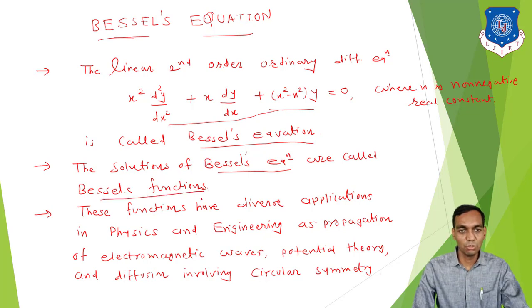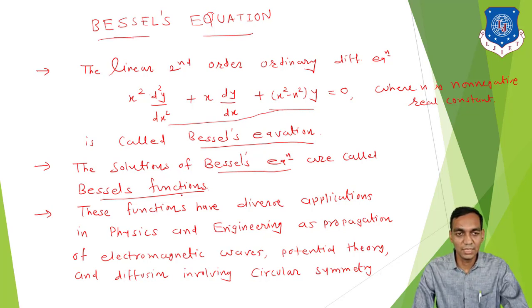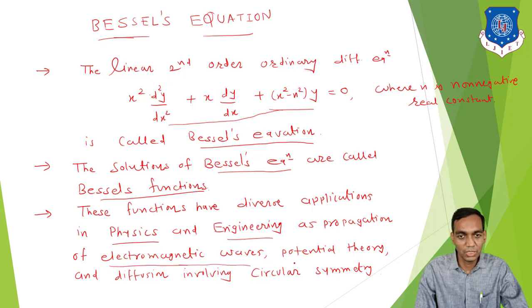That means whatever solutions y1 and y2 we are going to find, we are going to call them Bessel functions. Now these functions have diverse applications in physics and engineering, such as propagation of electromagnetic waves, potential theory, and diffusion involving circular symmetry. So these all are applications of the Bessel function.